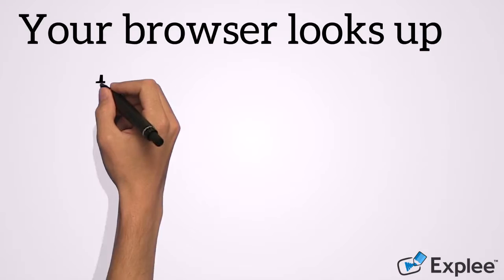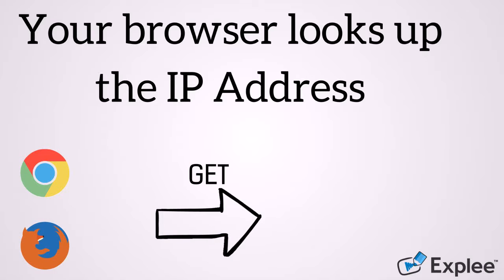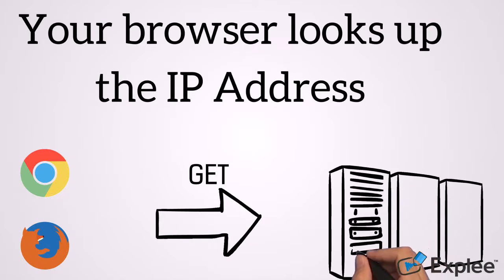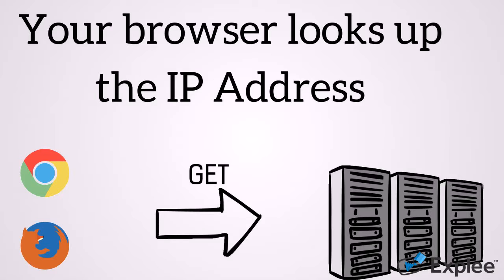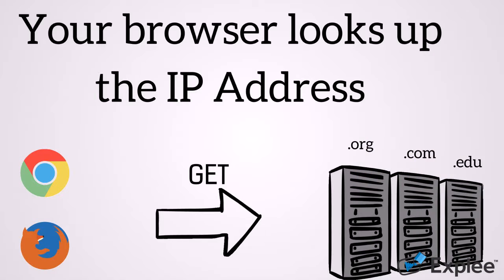It looks up the IP by going to your ISP or Internet Service Provider and searching for the permanent IP that is registered to the domain that you typed in. It will start with a top-level domain such as .org, .com, .edu, and a few others. These split up the domains into different groups and make it easier to search through all of them.